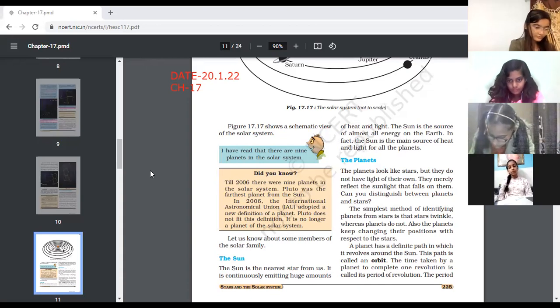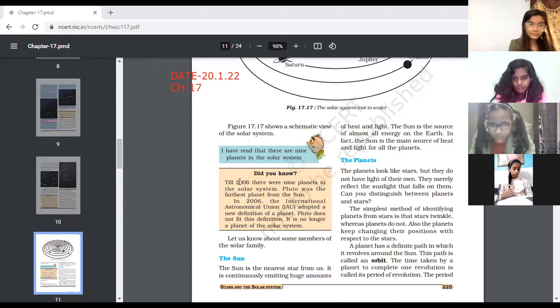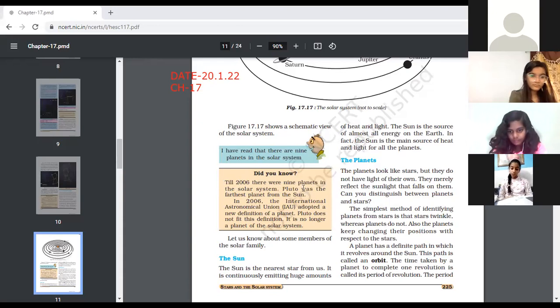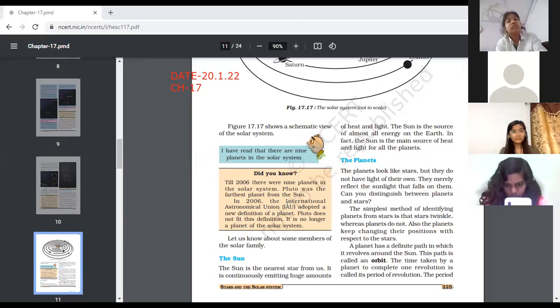Children, one more question can be there. Like in MCQs, or in 1 mark, you can get that till 2006, there were 9 planets, but afterwards, Pluto was discarded. Now it is known as a discarded planet. And one more question can be there. IAU, International Astronomical Union. Kindly underline the full form of IAU.